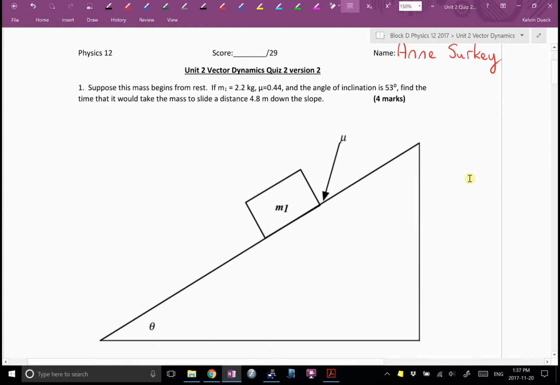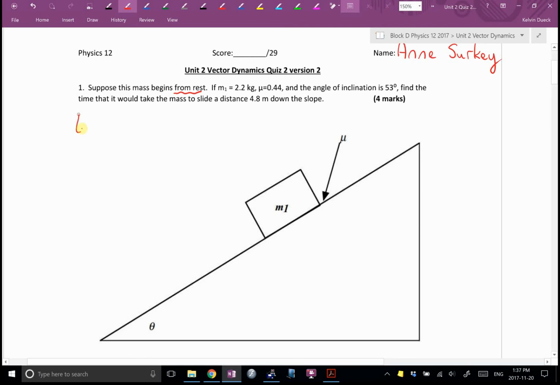Suppose this mass begins from rest. I'll underline the words from rest. Mass 1 is 2.2, mu is 0.44. The angle of inclination is 53 degrees. Find the time that it would take this mass to slide 4.8 meters down the slope.